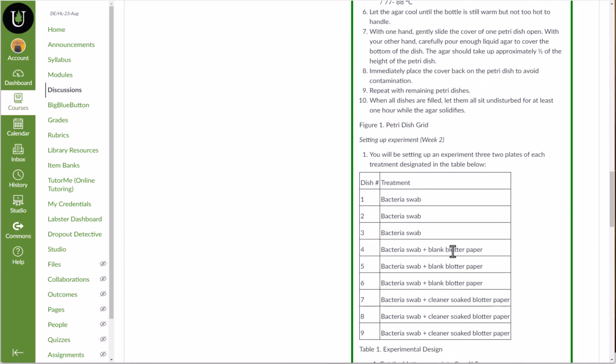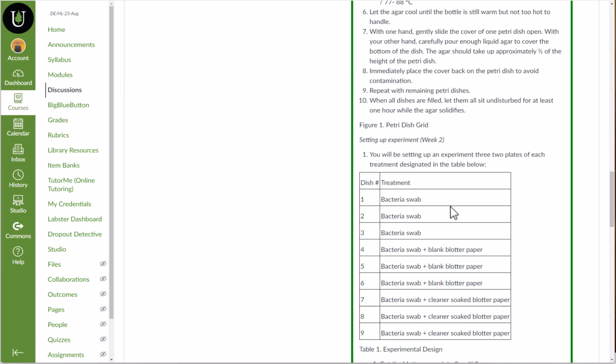So you're going to have 9 Petri dishes. They're all going to have agar in them. The first 3 are going to only have the agar. The second 3 are going to have the agar and a piece of blotter paper that is just blank. So you're going to soak it, but not in a cleaner solution. And then your last 3 are going to be with the agar plus the blotter paper that has been soaked in a cleaner solution. So you're trying to see how effective is this cleaner at stopping bacterial growth.